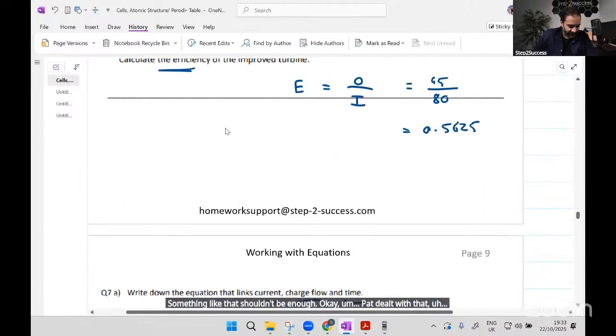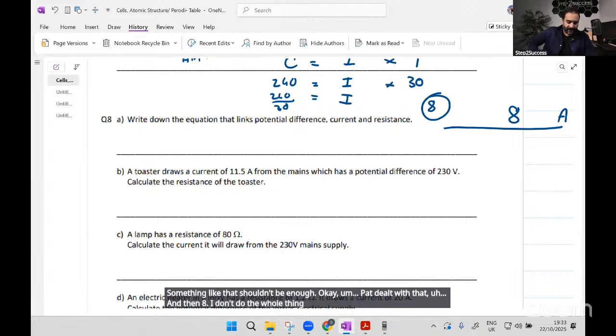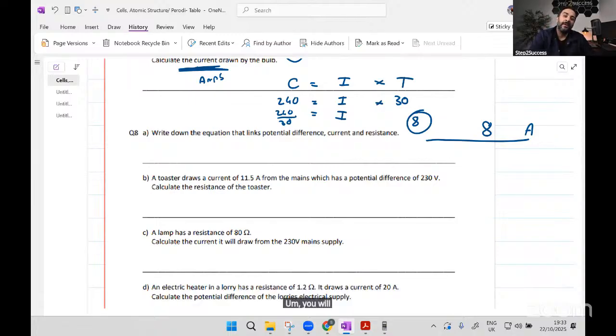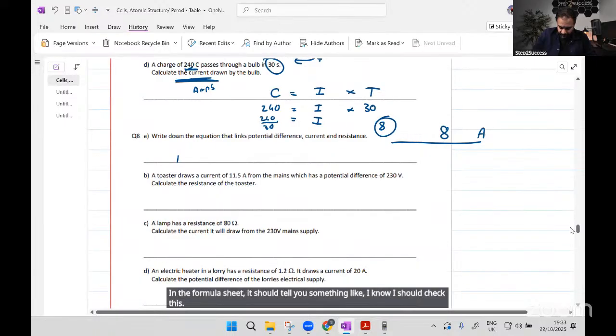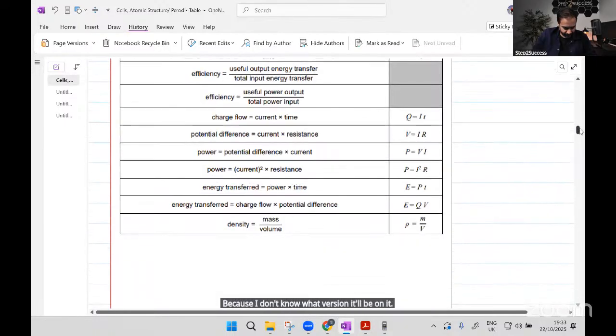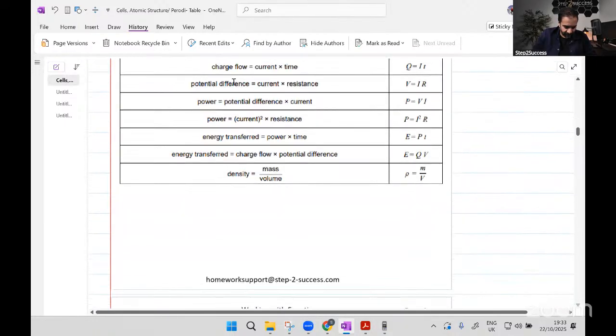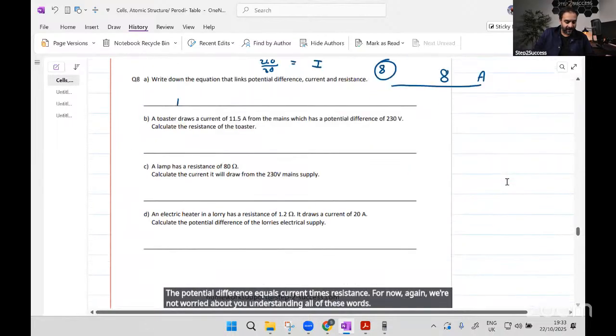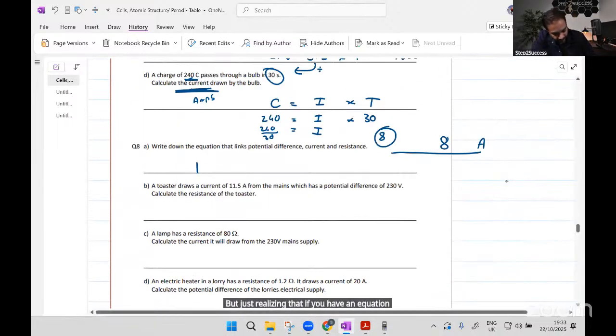And then 8. Calculate the equation that links potential difference, current, and resistance. I should know this, shouldn't I? In the formula sheet, it should tell you. I should check this because I don't know what version it will be on it. There, potential difference equals current times resistance. For now, again, we're not worried about you understanding all of these words, but just realizing that if you have an equation, you should be able to use it. Potential difference equals current times resistance. I'm just going to leave that.